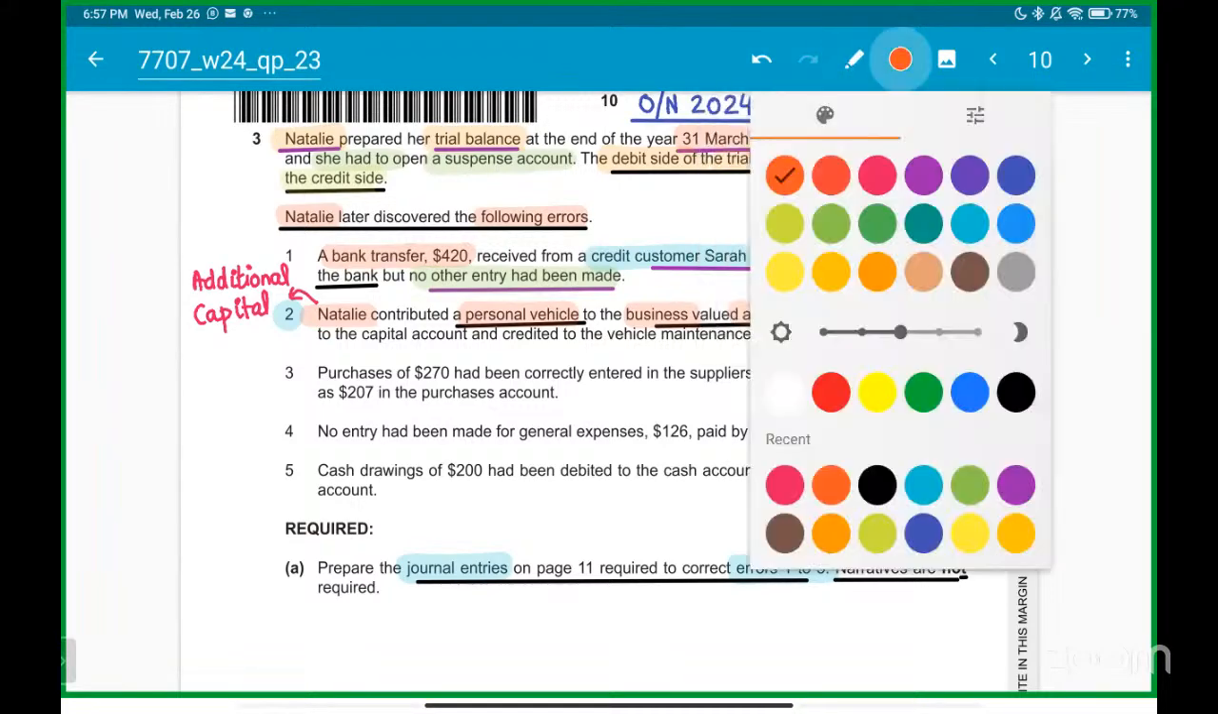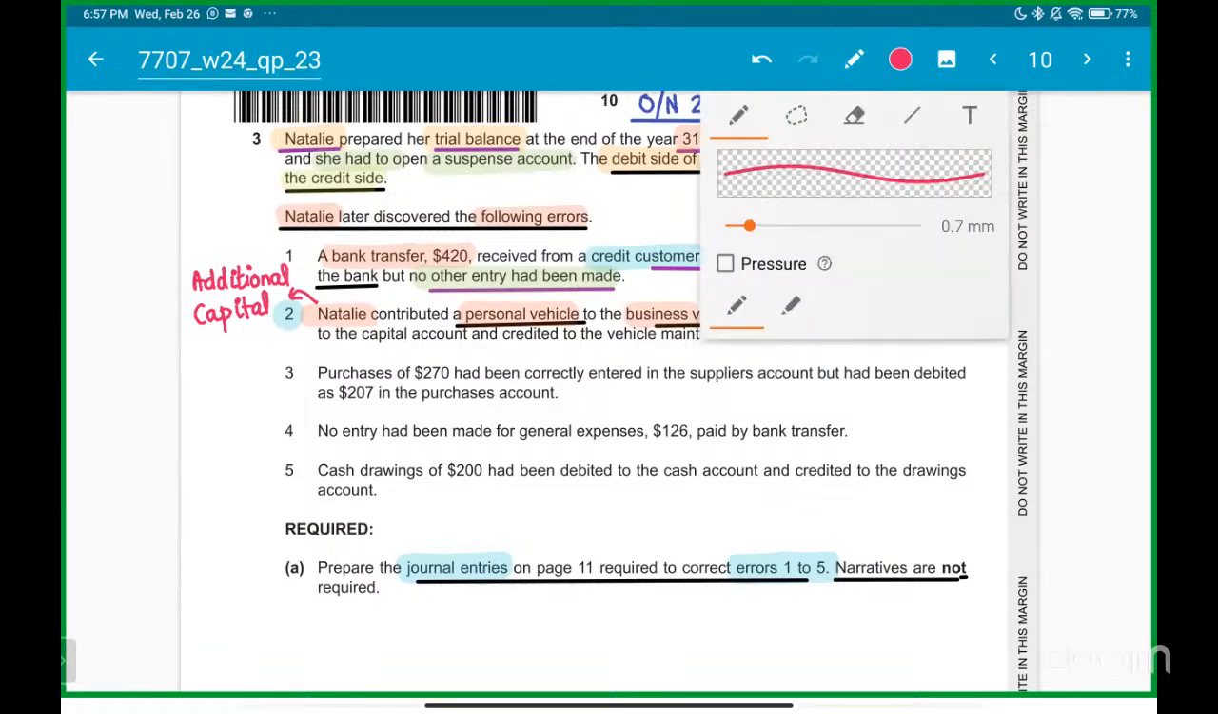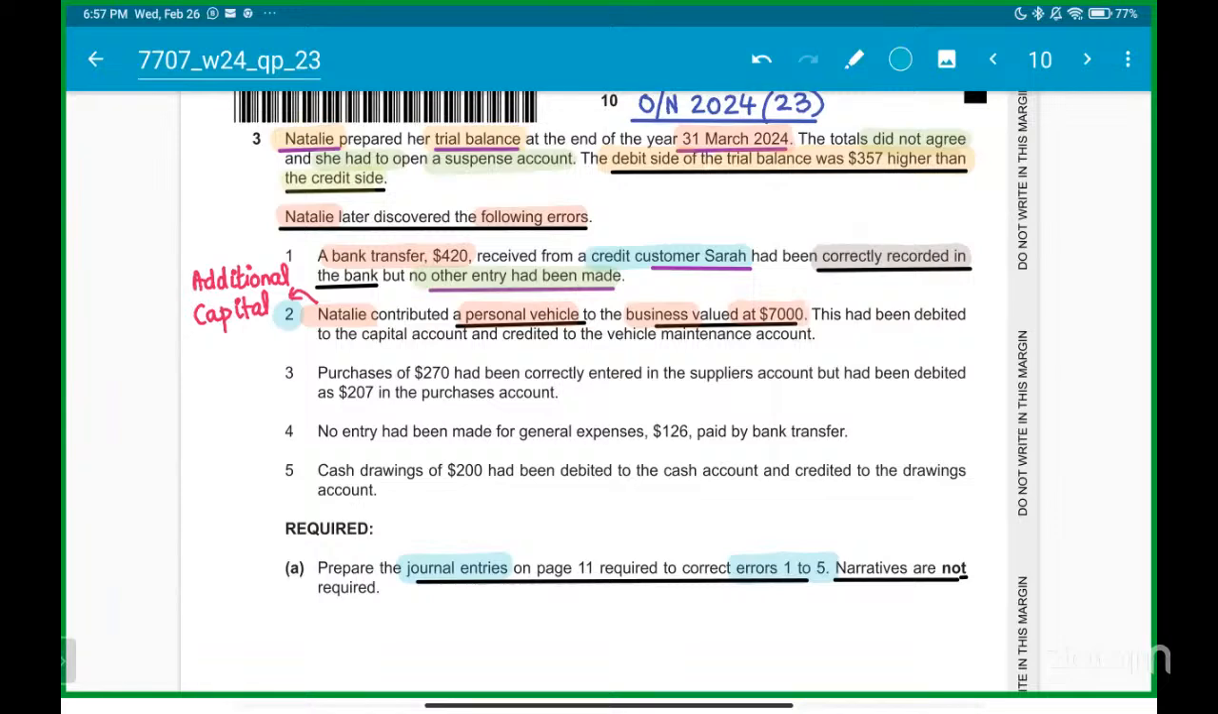What happened was this has been debited to the capital account and credited to the vehicle maintenance account. So this is the other part of the transaction. If you ignore this, students, what should have been recorded? When you are bringing in capital, your basic knowledge should be clear that capital always increases. If you are bringing additional capital, capital always increases on the credit side.